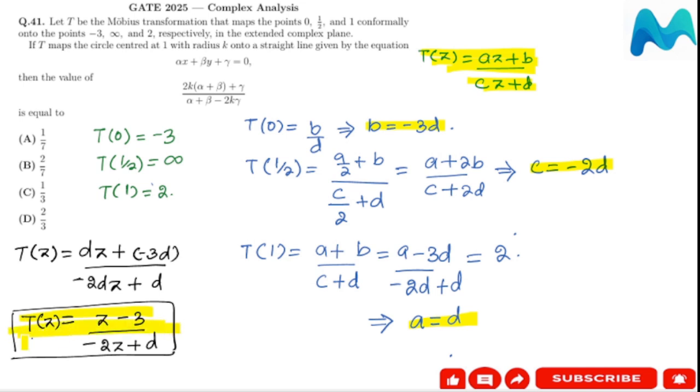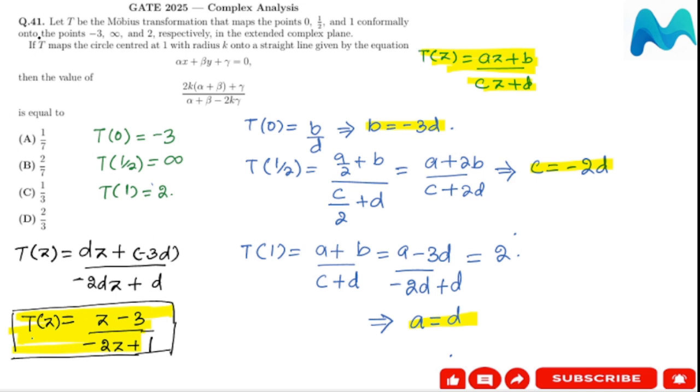Now we can check whether it is correct or not. If z is 0, it will be -3, which is the required value. If we put 1/2, that will be infinity, because the denominator will be 0. And if we put 1, it will be -2 over -1, the minus signs cancel out, and here will be 2.